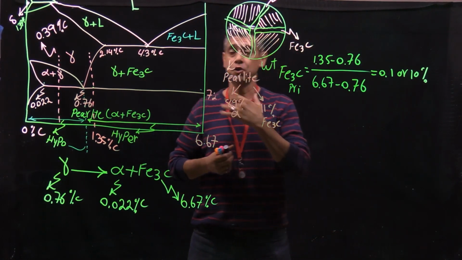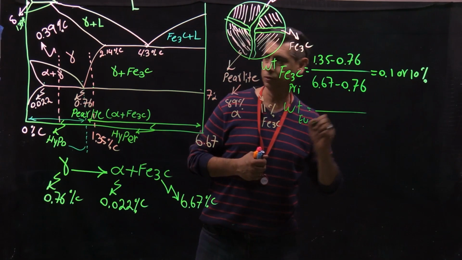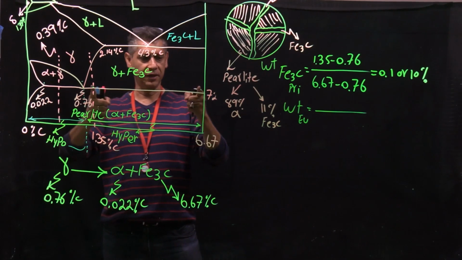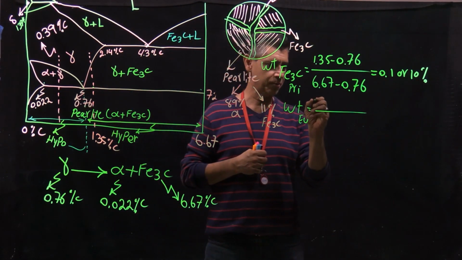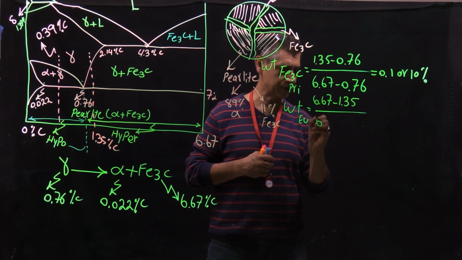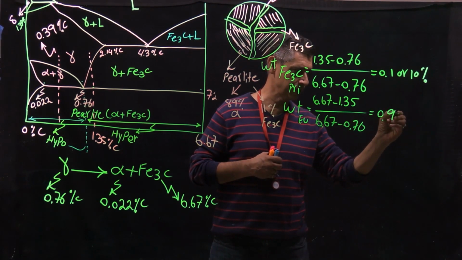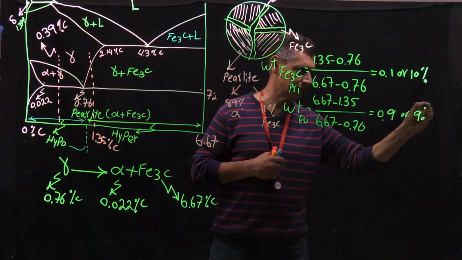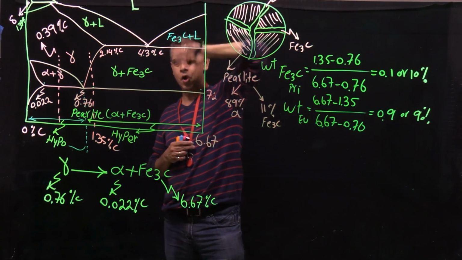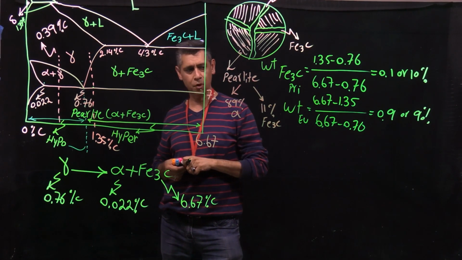Let's do the other one. See how much is my eutectoid phase. So the weight percent of my eutectoid phase is equal to how much austenite I have, because austenite will form perlite, is this length to this length. So it's going to be 6.67 minus 1.35 divided by 6.67 minus 0.76, and I guarantee this is 0.9 or 90%. 90% are those blobs of the zebra shape, which looks dark under the optical microscope.